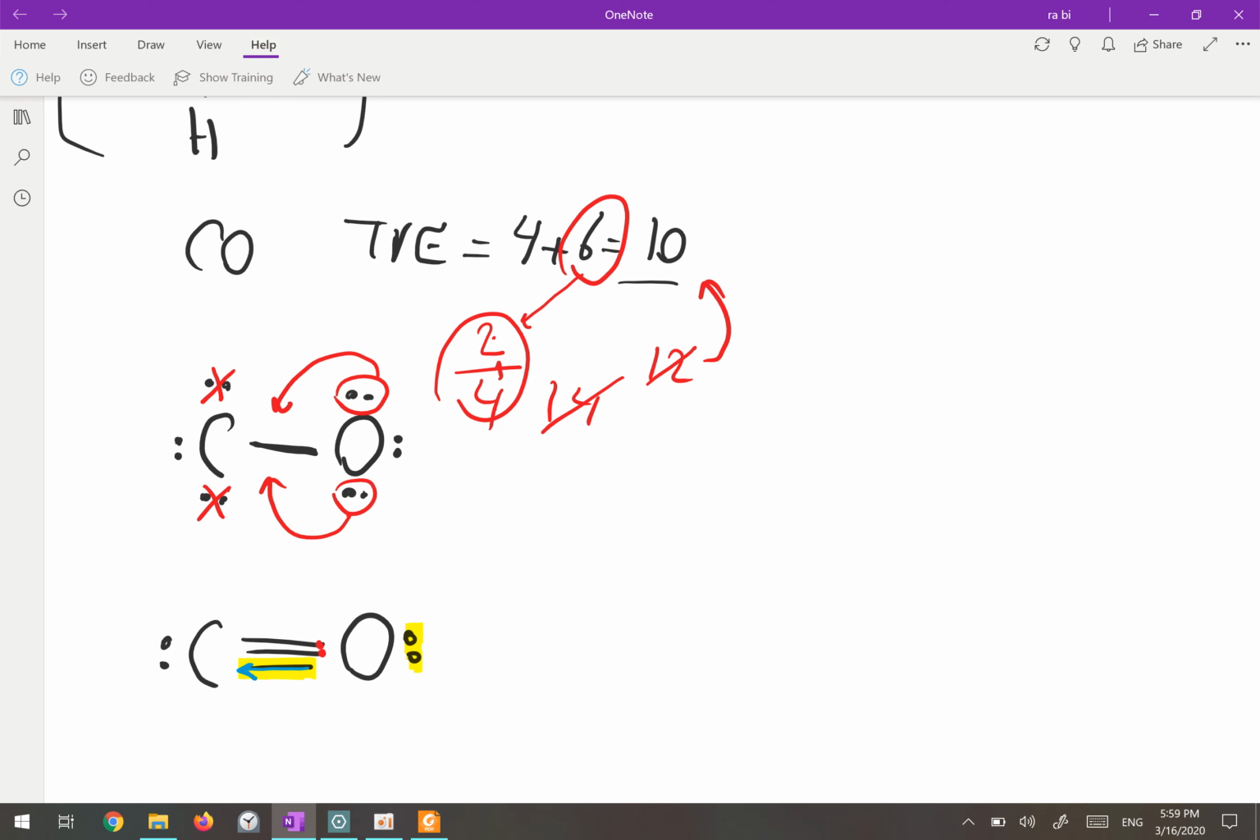But most of the time, because we cannot distinguish between these three, all of them are exactly the same, we just show it by this. But actually this one, both of the electrons came from oxygen, so that's why we can show it by this one.